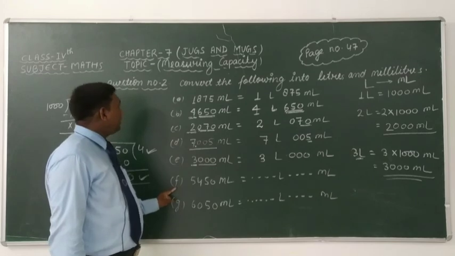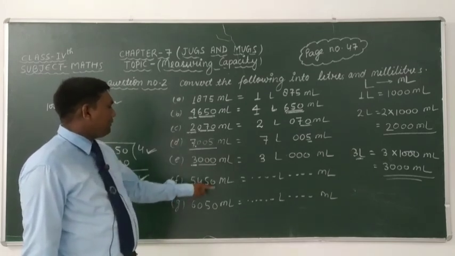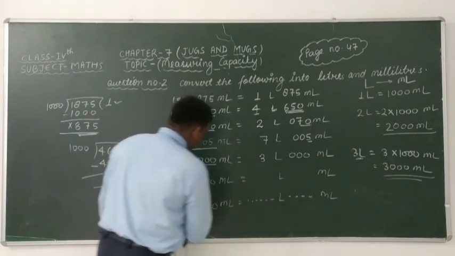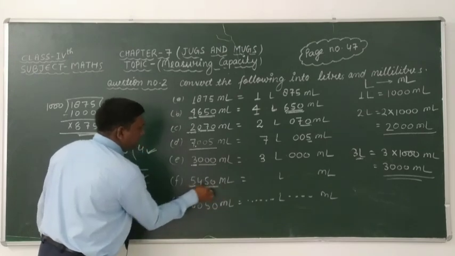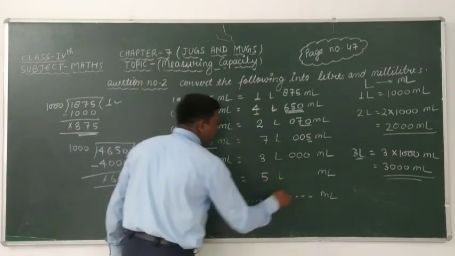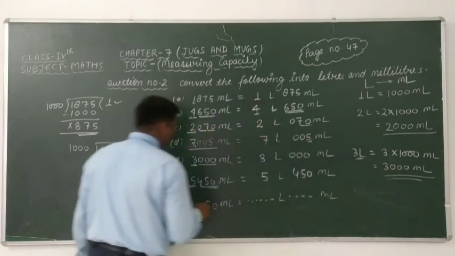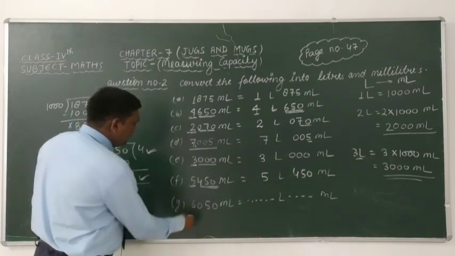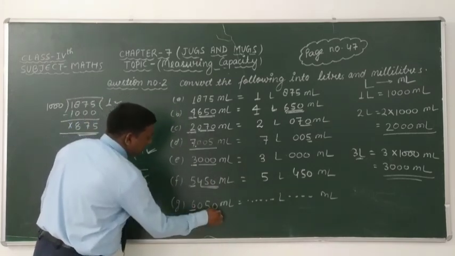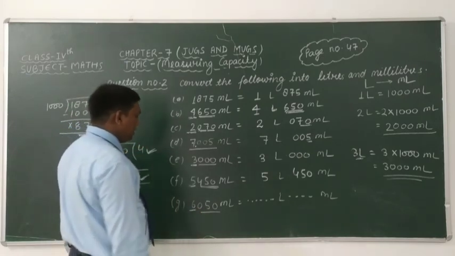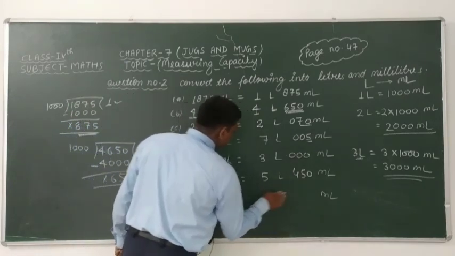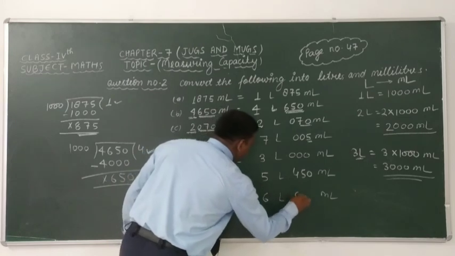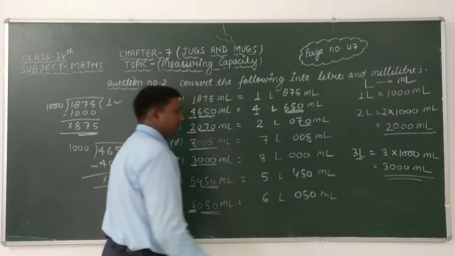Similarly, in question number 2 of F, here given that 5450. 5450 means 5 liter 450 milliliter. Therefore, here we can write 5, here we can write 450. Understand? 5 liter 450 milliliter. In this question, here given that 6050. Therefore, in this question, here we can write 6 liter and 50 milliliter. 6 liter 50 milliliter. Understand?